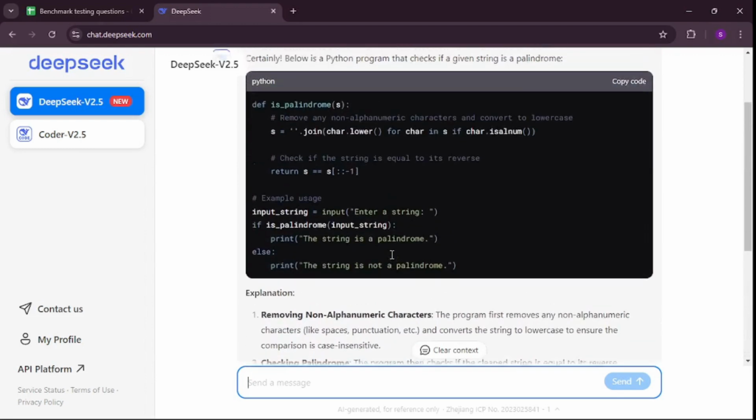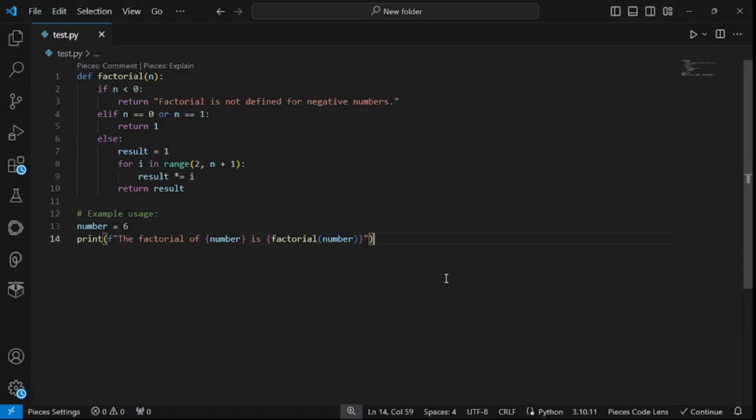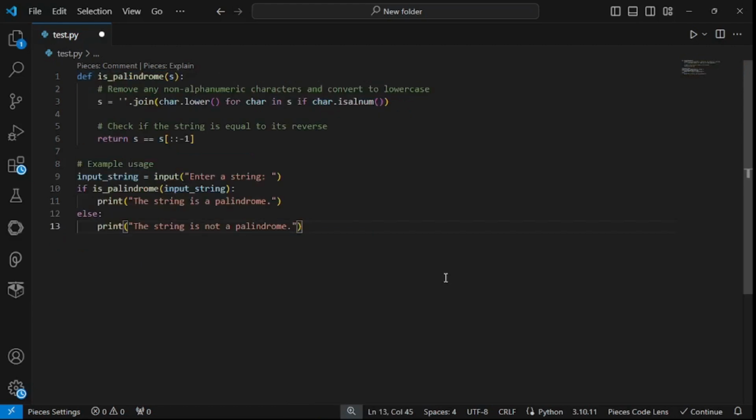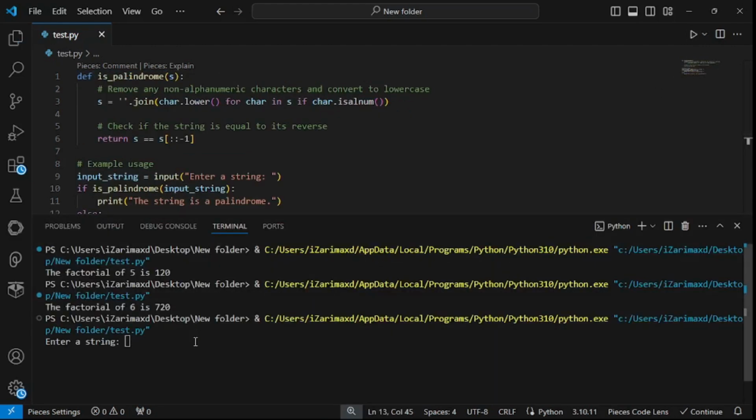So let's go and copy the code back here in my VS Code. I'm just going to replace this code, save this, and let's run this. So let's go and enter a string. First, I'm going to enter a string which is not a palindrome. I'm just going to say skill curve. And yes, this is not a palindrome.